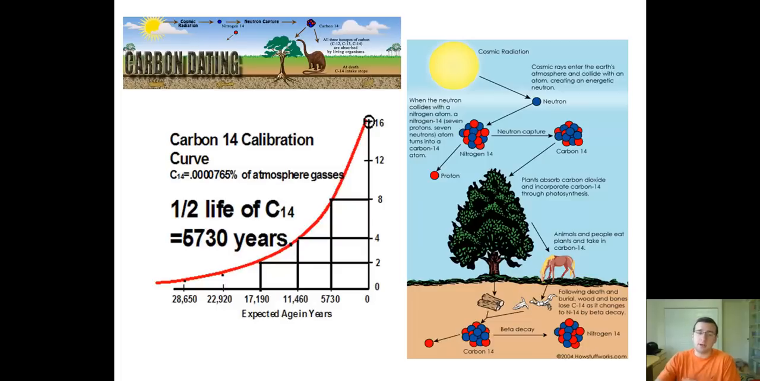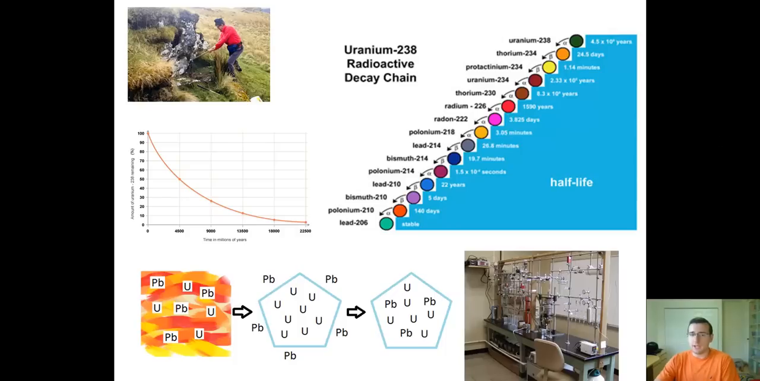But that's okay, because there are other kinds of dating that you can use. For example, the radioactive isotopes in the uranium-lead series are constantly used by geologists to date rocks as much as billions of years old.